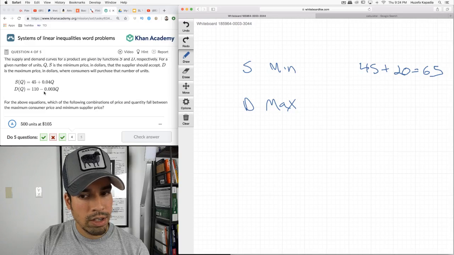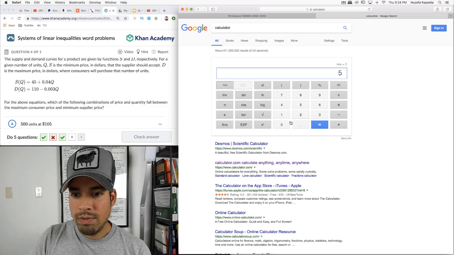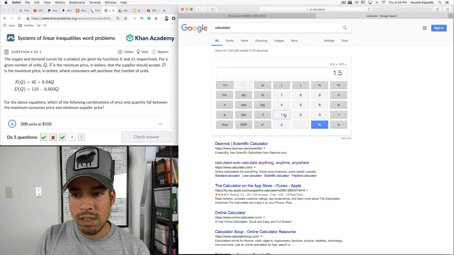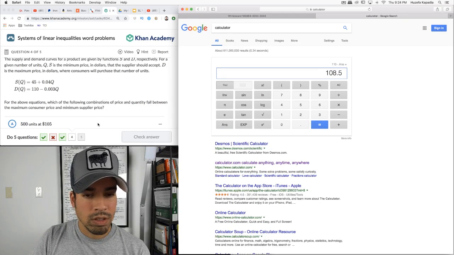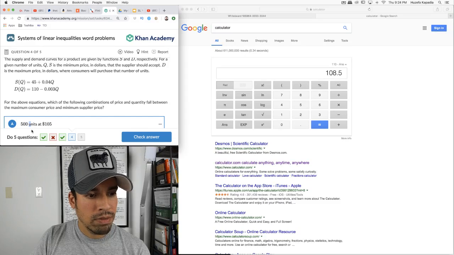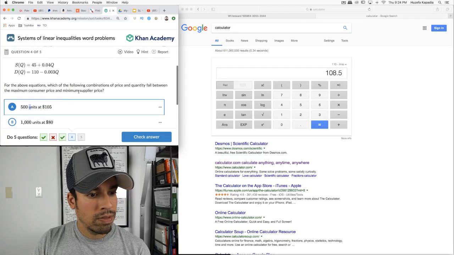And then this guy here, I'm going to have to plug it in here. 500 times 0.003, and 110 minus that, that is 108.5. Actually, this one works because that's a max. So this is below the max and above the min. I think that's it. Let's just try a couple of these other ones.